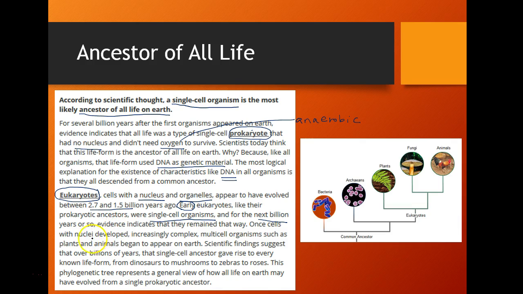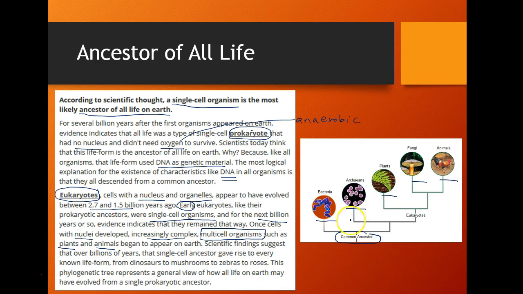However, because these cells had nuclei, which is that control center in the cell, these cells became more complex, giving rise to multi-cell organisms. Some examples of these multi-cell organisms, or organisms with more than one cell, are plants and animals. So what we see here is that this one single cell common ancestor gave rise to bacteria, archaea, plants, fungi, and even animals.